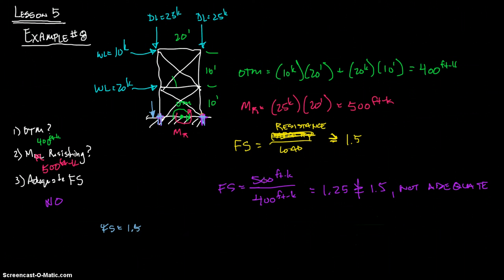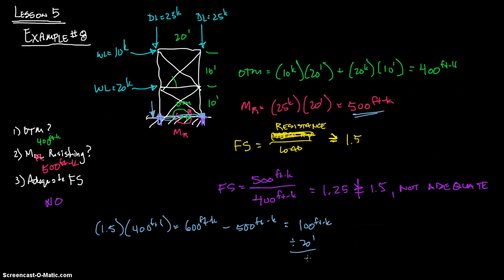We need a factor of safety of 1.5. Our load is 400, so let me get rid of that FS and just write this: 1.5 times 400 foot-kips. We need 600 to resist this. 600 foot-kips. We already have 500 foot-kips, so we need an additional 100 foot-kips from these anchors. This moment arm is 20 foot, so we divide that by 20 foot, and we get 5 kips.